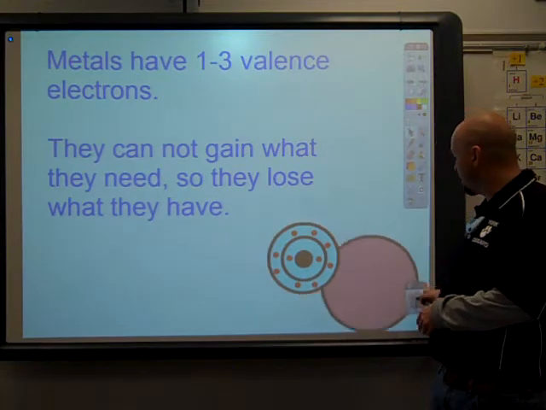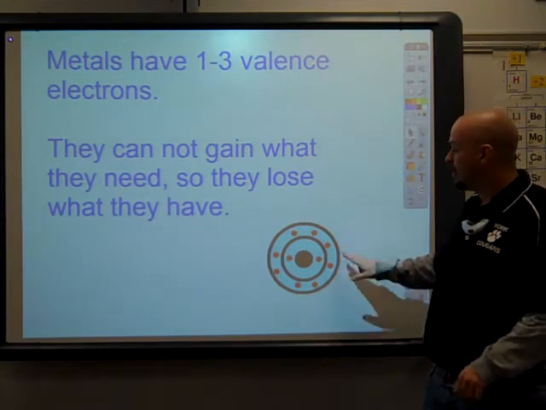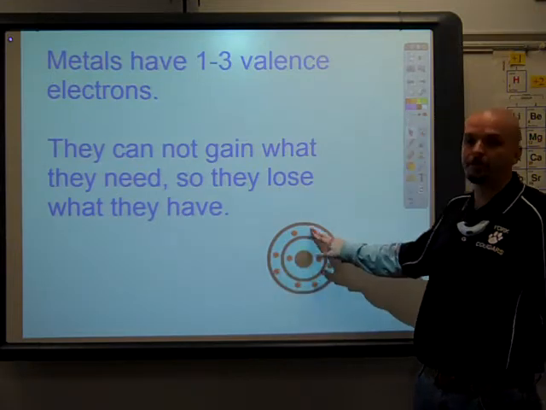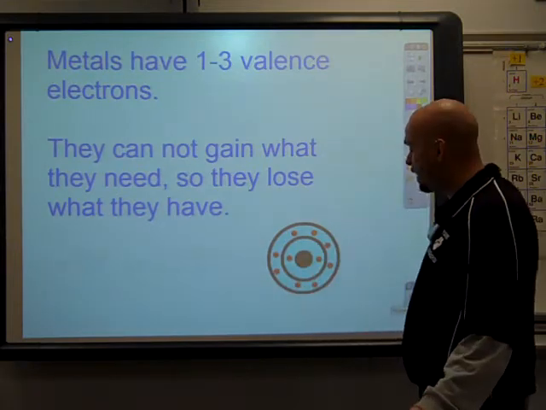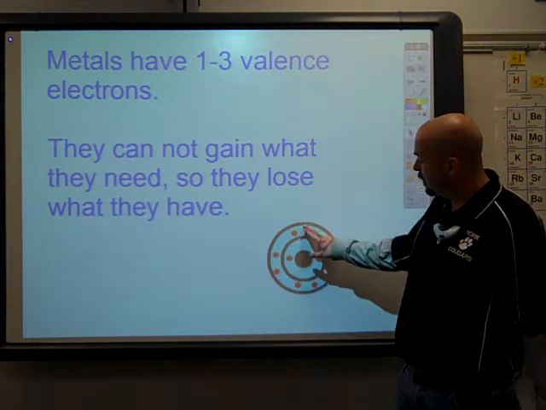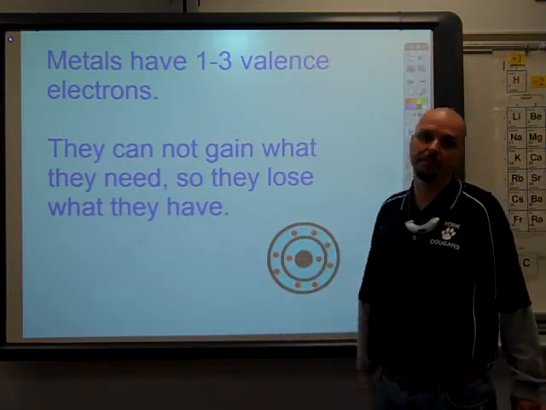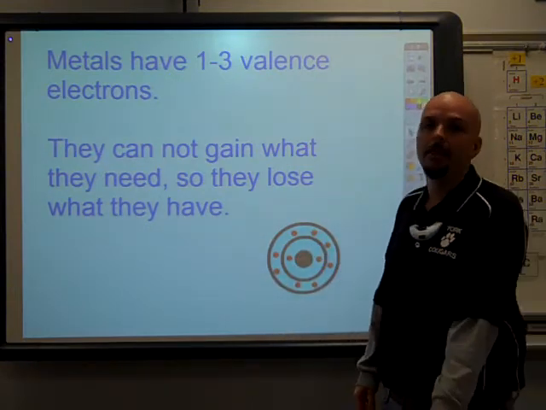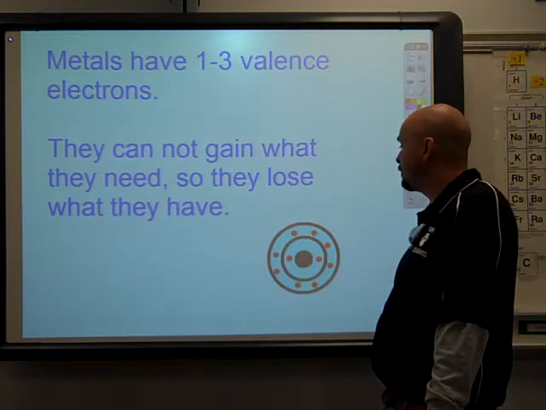When they lose that outermost energy level, the one directly underneath it becomes the new valence level, and in most cases, this new level has 8 valence electrons. It is a stable level. It will satisfy the octet rule.